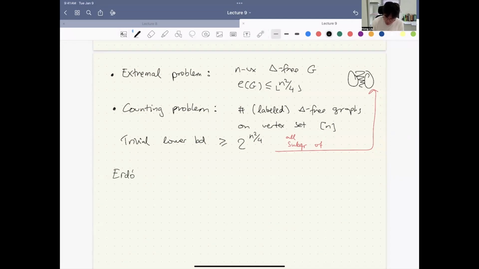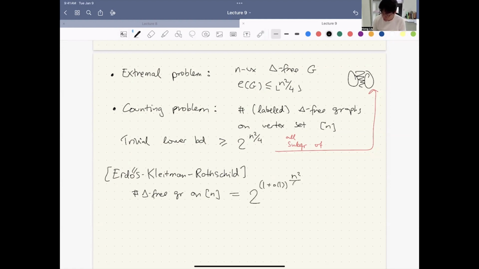So Erdős, Kleitman, and Rothschild proved that this lower bound, in terms of logarithm, is asymptotically optimal. So the number of triangle-free graphs on n vertices equals 2 to the (1 plus little o of 1) times n squared over 4.